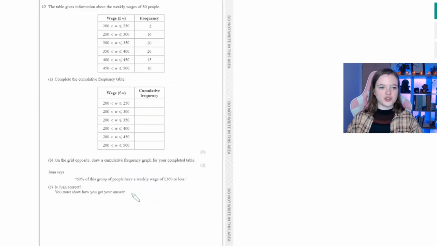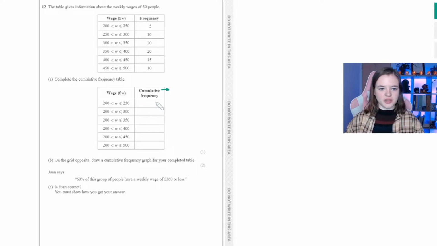Moving on. Okay, question 12. The table gives information about the weekly wages of 80 people. Complete the cumulative frequency table. All right then, cumulative frequency. If you're accumulating something, you're getting it over time, right? If you're accumulating wealth, then you're just getting wealth over a period of time. Same thing with cumulative frequencies. Each one is added to the next to eventually get, in your last box, the total number of people, which should be 80.